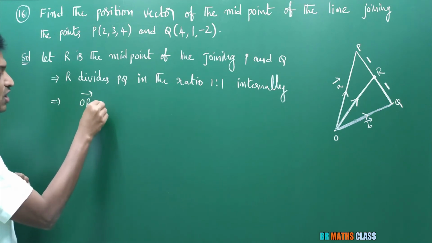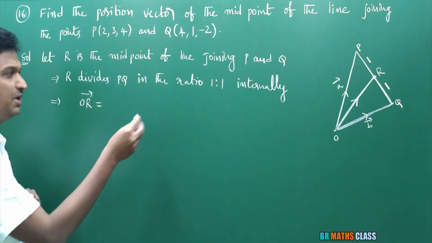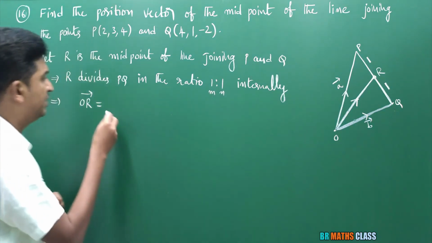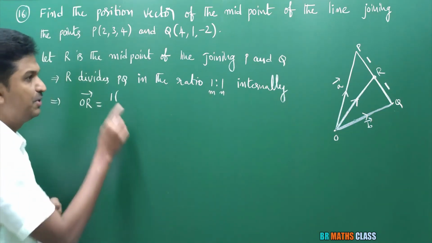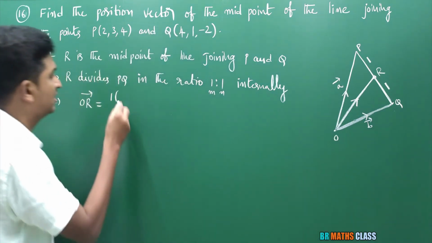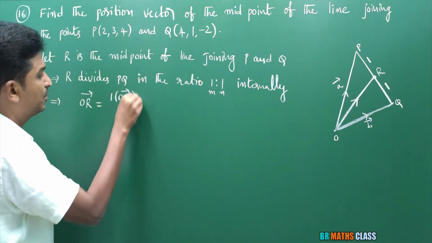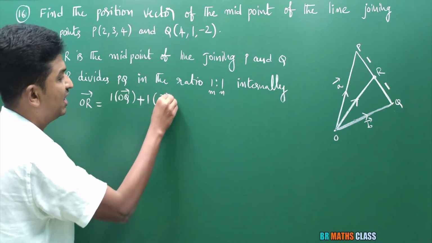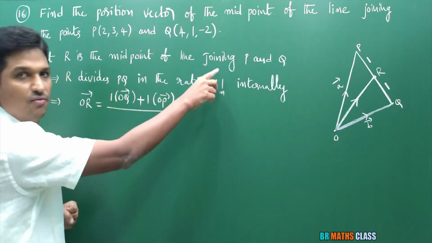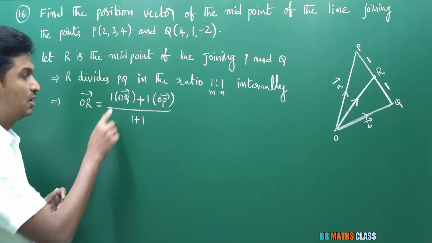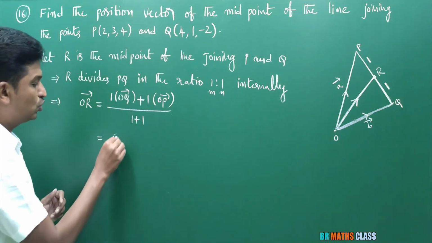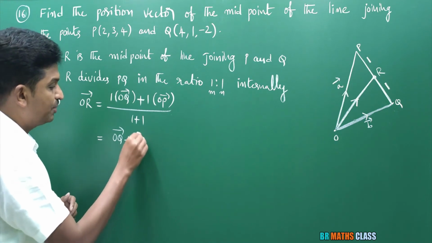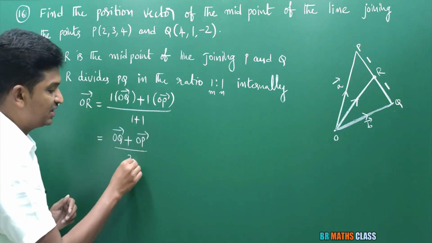To calculate OR bar, what is the formula? Here M:N is 1:1 only, so M is 1. The formula is M times OQ bar plus N times OP bar, divided by M plus N, that is 1 plus 1. If I simplify this, 1 into OQ bar is OQ bar, plus 1 into OP bar, all divided by 1 plus 1, which is 2.